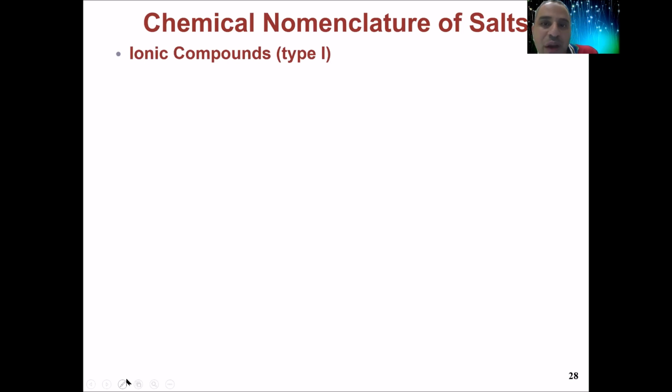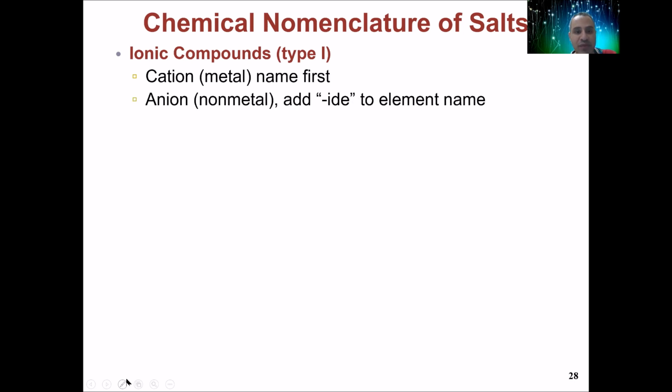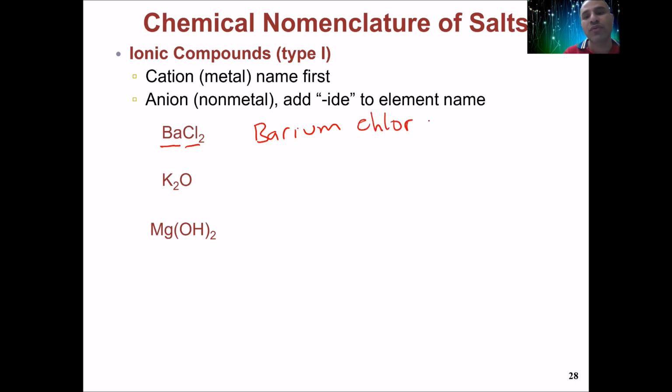How we name compounds. The first type is simple ionic compounds. Put the name of the cation first, followed by the name of the anion with adding IDE to the element name. The first example here, we start with the name of the cation, Ba, from the periodic table, is the name of barium. And the anion is chlorine, so instead of the full name, we'll have IDE at the end. So it's barium chloride.